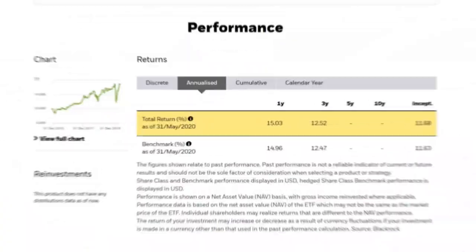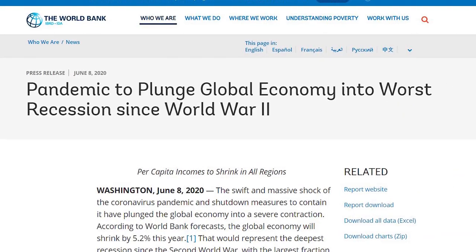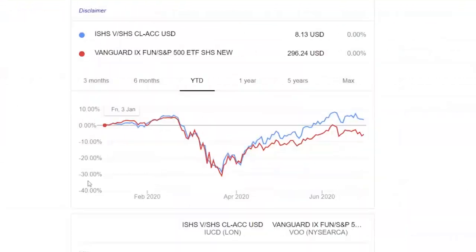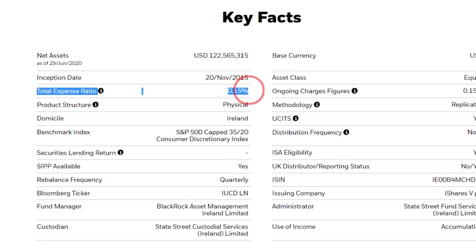Unlike consumer staples, which are essential goods, consumer discretionary companies tend to do well when the economy is strong and when everyone has money to spend. In fact, the ETF has been delivering an average of 11% since inception. Even though right now there's a recession when everyone is poor, this ETF has already outperformed the S&P 500. I guess not everyone is as poor as we thought then. As for the fees, it is 0.15%, same as the other ETF in this list.